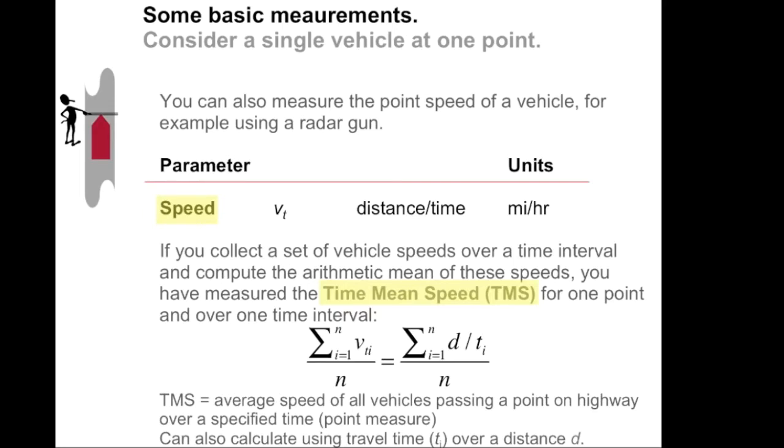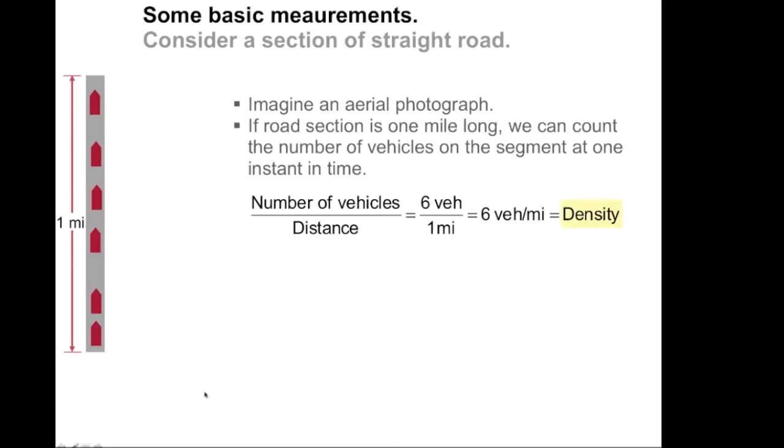So in equation form here, you sum up the speeds that you measure, and you divide by the number of observations that you have. This is also if you have travel times. The equivalent way to do this, travel times of vehicles traveling a particular distance d. It's the same procedure where you take the sum of the distance divided by the individual travel time and then divide that summation by the number of observations. So remember that the time mean speed is a point measure, and this will be important in a minute.